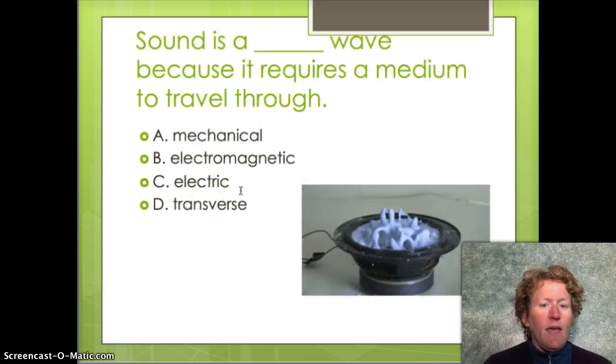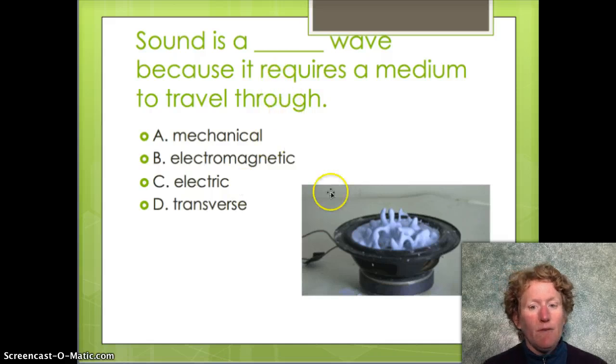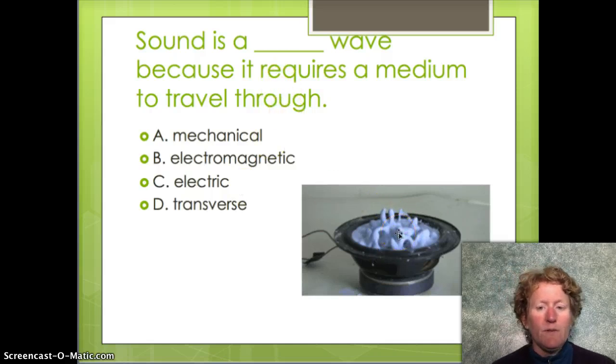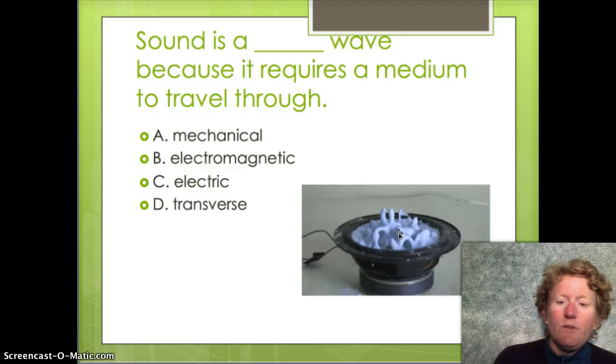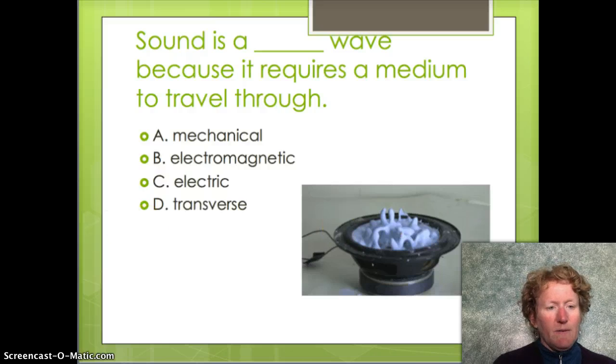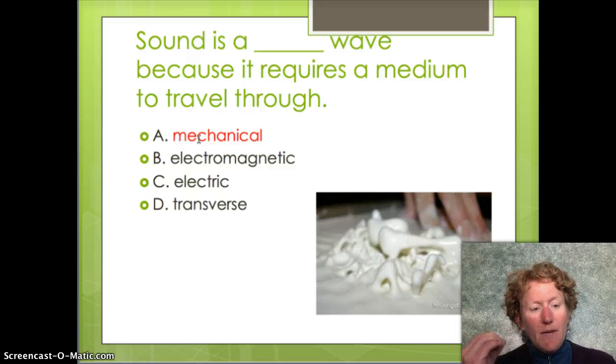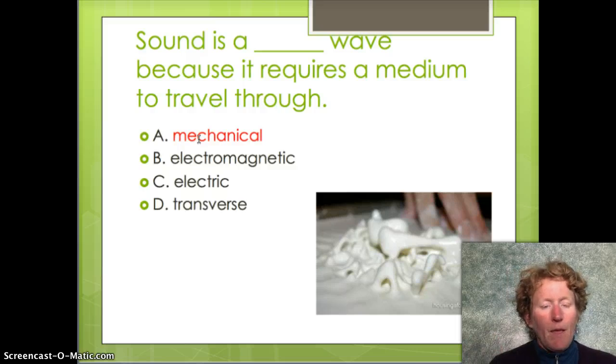Sound is a mechanical wave because it requires a medium to travel through. You can see some cool videos on the internet of sound traveling through oobleck, and it makes some really cool patterns. So look that up on YouTube if you have some time and you want to be entertained. It's pretty cool. It's a mechanical wave: any wave that needs a medium to travel through. For example, you can't hear sound in space because there's no medium.